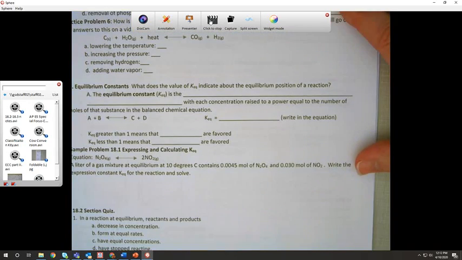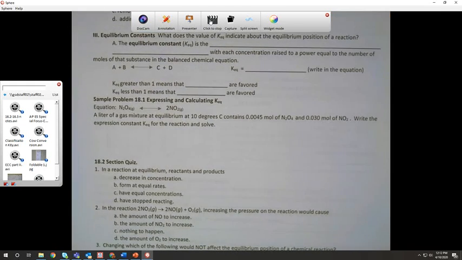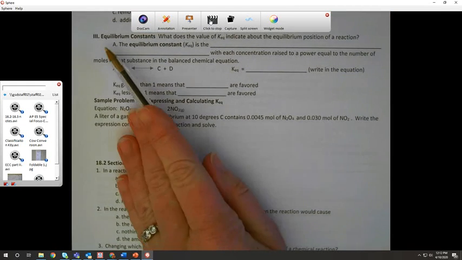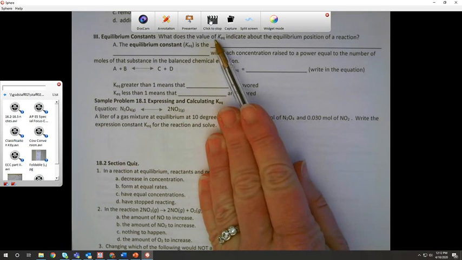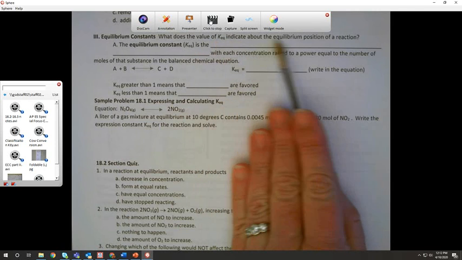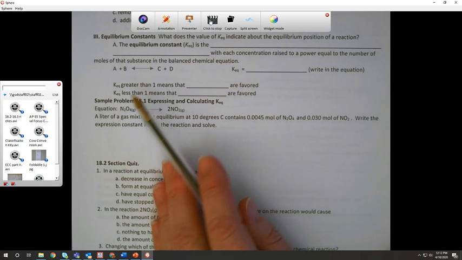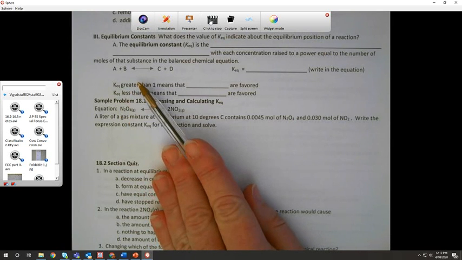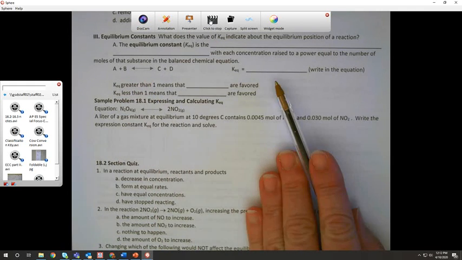So go to the second page, and we're going to go down to equilibrium constant. So right here, what does the value of KEQ tell about the equilibrium position of a reaction? So EQ means equilibrium, K means constant. So this constant is a number that we use, and we actually use numbers. We use moles. So there's good old moles again. Here's a reaction, and then you're going to put this into an equilibrium expression, is what we say.